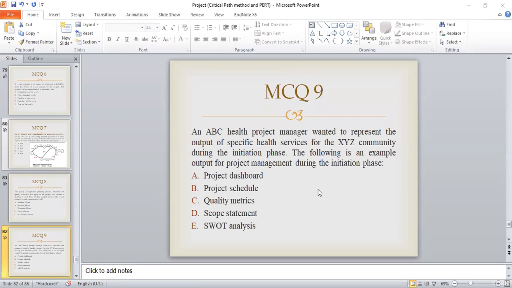Therefore, E will be the correct option. MCQ 9, E will be the correct option.